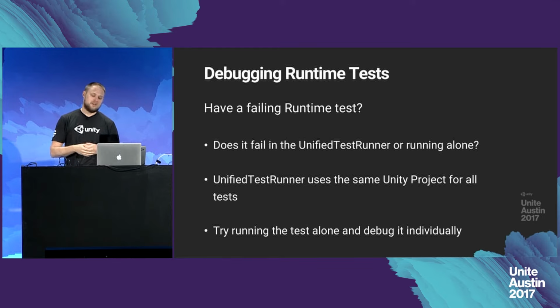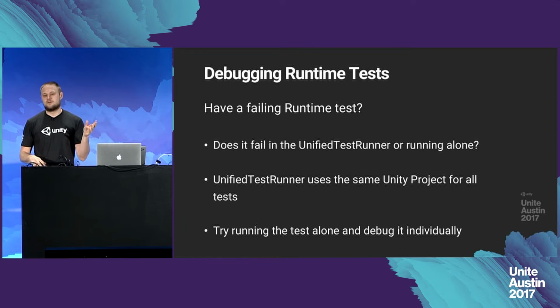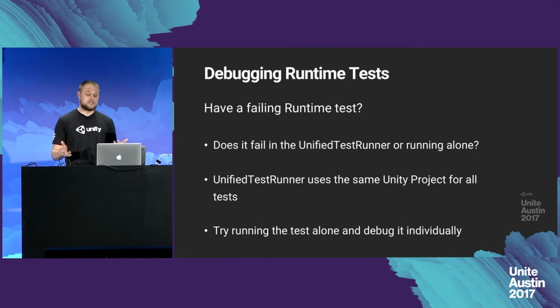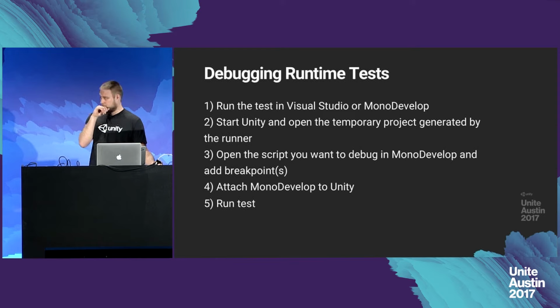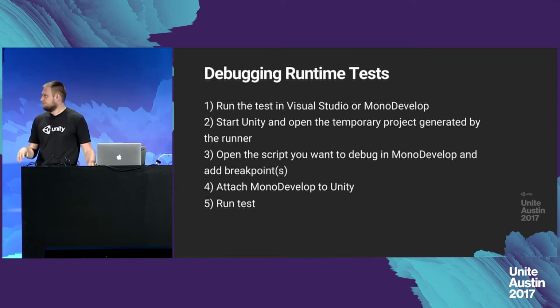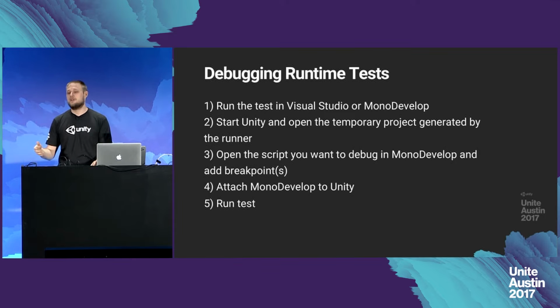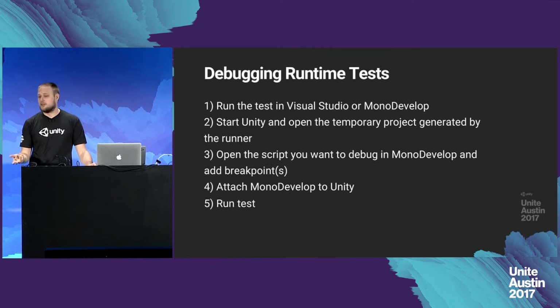So now that that's covered, once you determine whether it's the unified test runner or just the individual test, assuming it's the individual test, how do we actually debug that? So you run the test in Visual Studio, MonoDevelop, or via command line. It doesn't matter. And then what you need to do is you want to start Unity and open the temporary project generated by the test runner. So when a test is run, it's going to generate the project. It's going to open in Unity. It's going to run it. It's going to fail in this case.